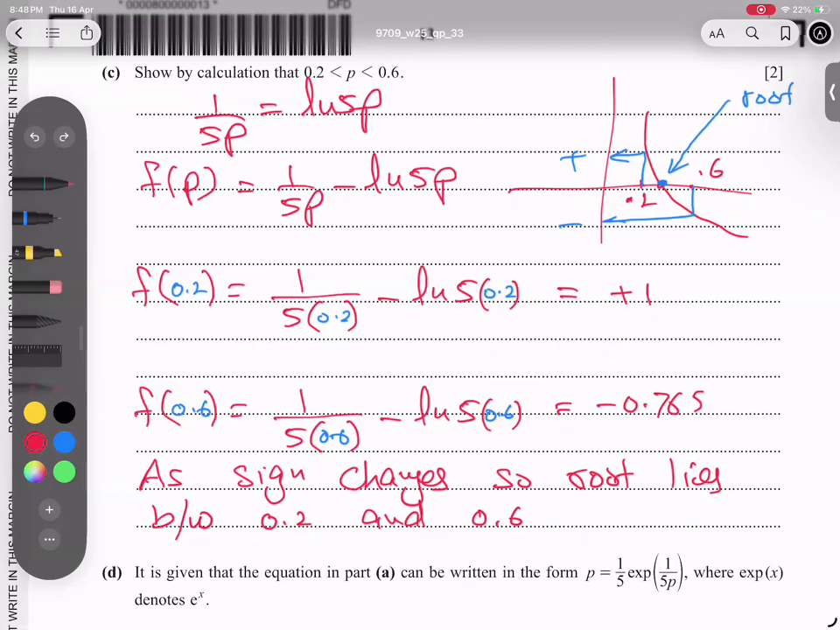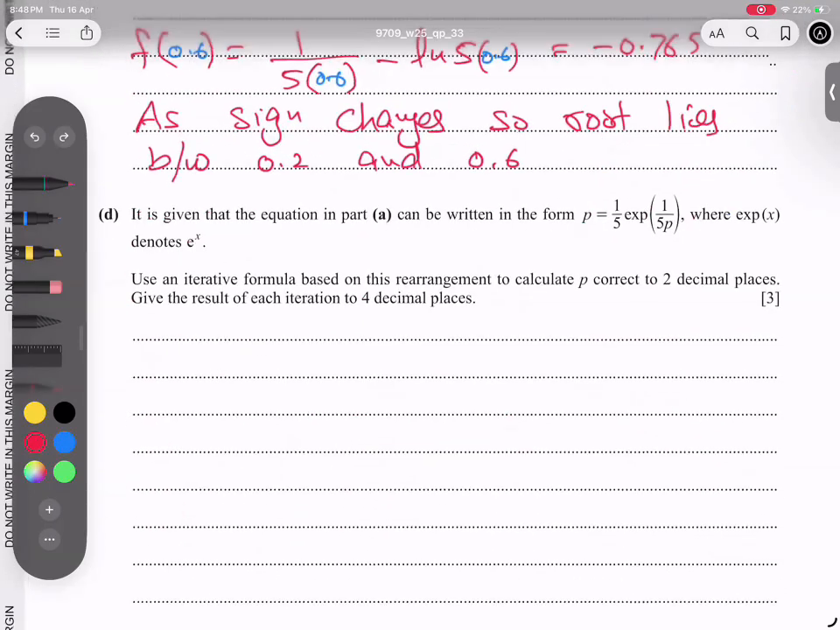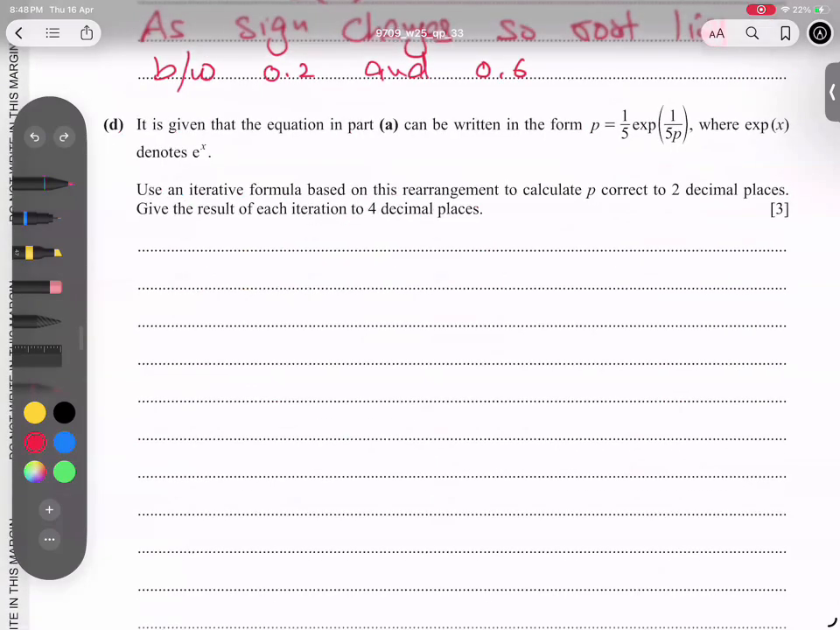Now, students, the last part of the question: it is given that the equation can be written in this form. He has written that e to the power of x is represented by e to the power of x. So it means p equals 1 over 5. You can write e to the power 1 over 5p. This way of writing and that way of writing, both are correct.